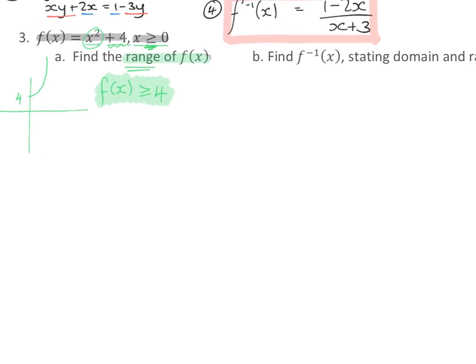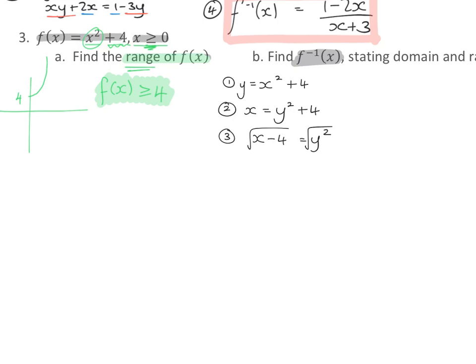Okay, part B, find f minus 1 of x. So I'm going to do that first. Now remember, stage 1, we write y equals x squared plus 4. Stage 2, we swap the x's and the y's. And this allows us to make y the subject. So x minus 4 all square rooted equals y. And then finally number 4, f minus 1. So that is my answer to this section here.